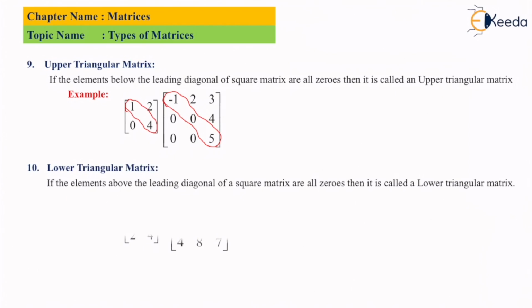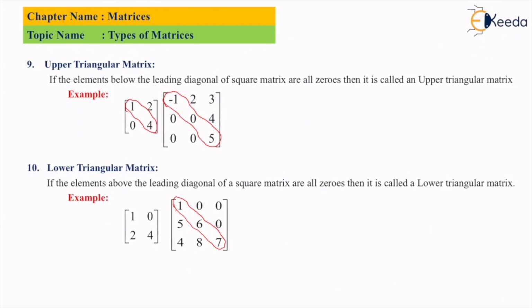Now lower triangular, reverse case. So in other language, if I say the elements above the leading diagonal of a square matrix are all zeros, then such matrix is called as lower triangular matrix. So it is very simple to identify between upper triangular and lower triangular matrix.